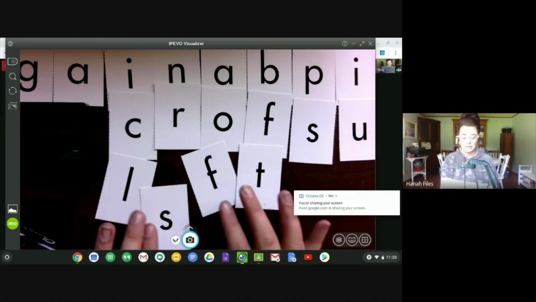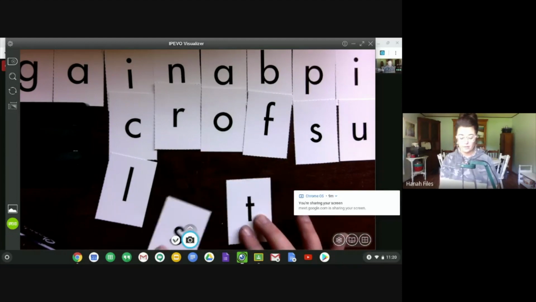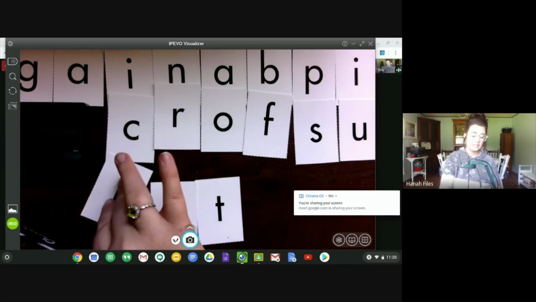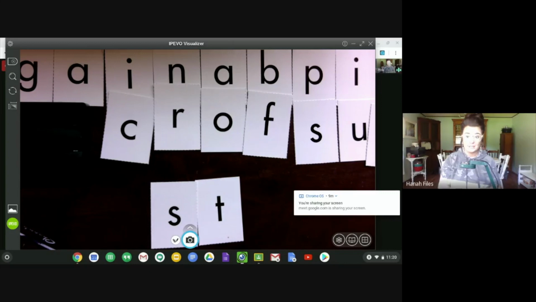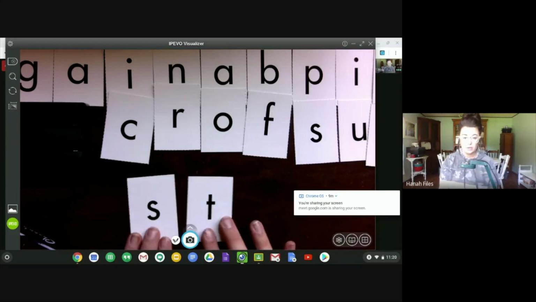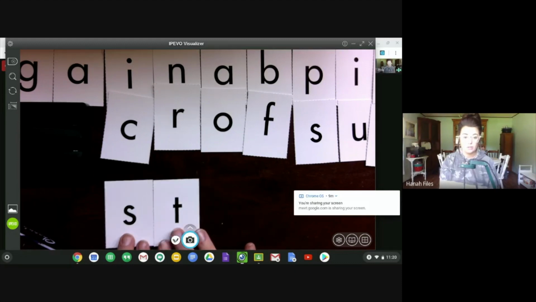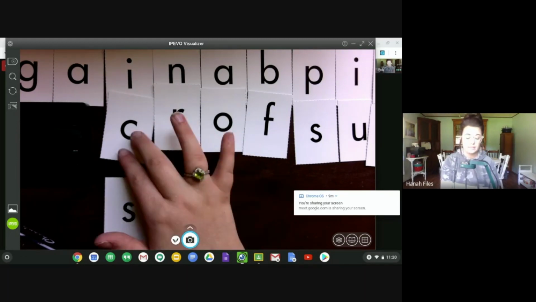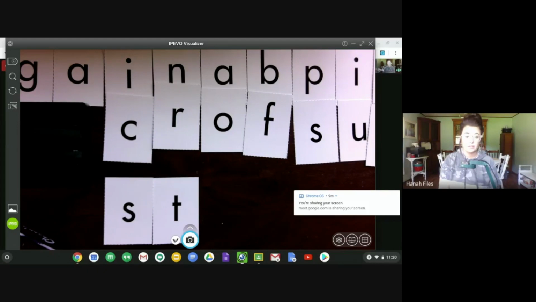The ST in stiff is actually your blend because those two letters came together and they kept their own sound. Remember, this is our blend because you hear the s and you hear the t. You hear st. Both of those letters are holding their own sound. That is what makes it a blend.